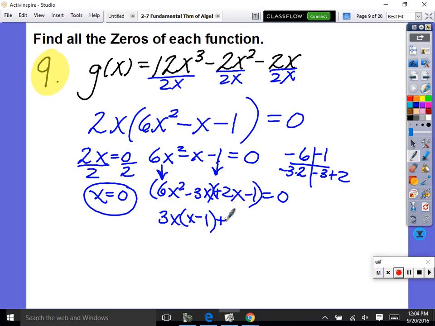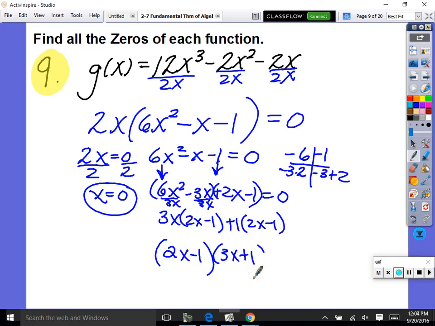Uh-oh, what did I miss? Okay. So that's a good way to check that we've done something wrong. So divide by 3x, divide by 3x. So that's 2x minus 1. And then we pull out positive 1, and left is 2x minus 1. So once again, I was able to make a mistake and check it due to the safe haven. So I factor out 2x minus 1. Then left is 3x plus 1, correct?